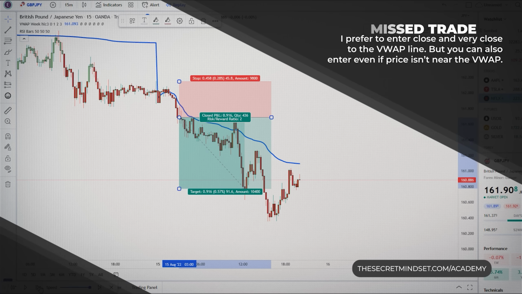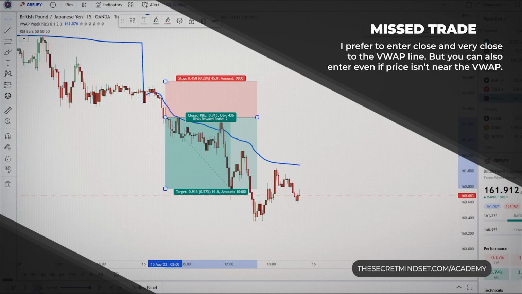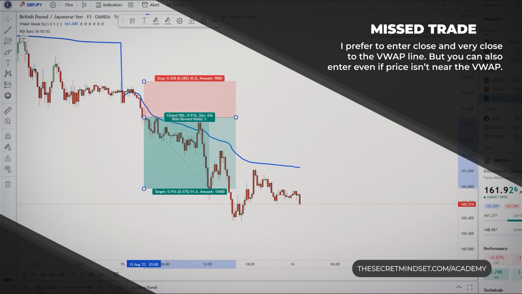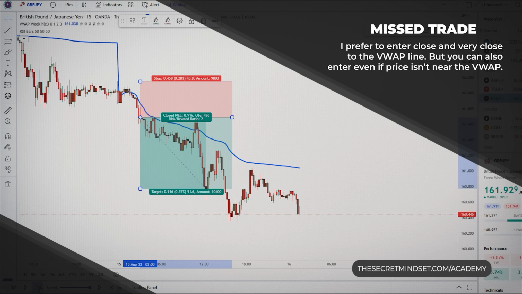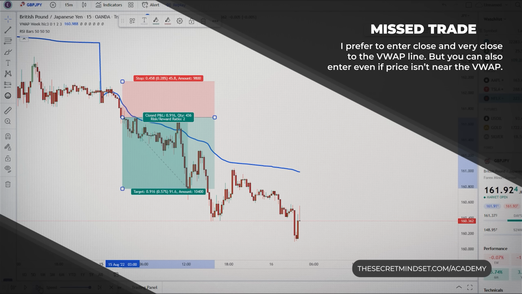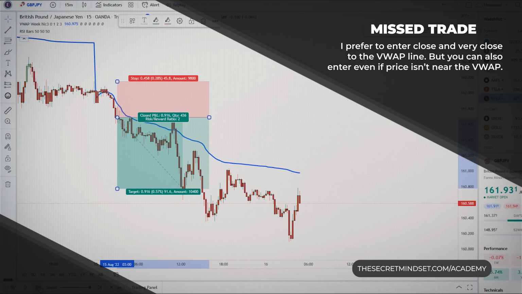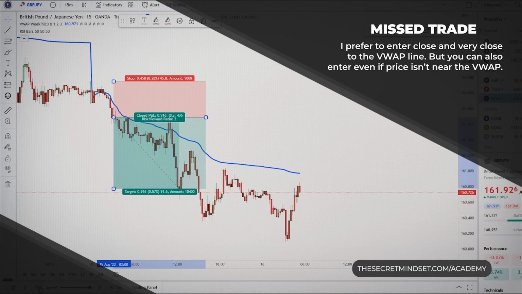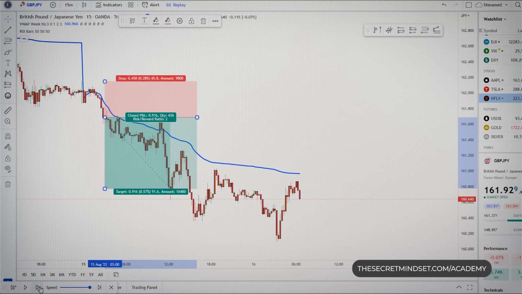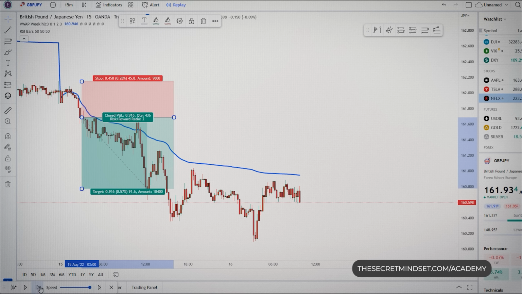That's unlucky. Price reversed before touching the weekly VWAP. I prefer to enter close and very close to the VWAP line. I'm conservative, which means I will miss quite a few trades if the trend is strong. For a few pips, I missed here a decent trade. But if you are not conservative, you can enter even if price isn't near the weekly VWAP. Let's continue. Again, price almost returns to the weekly VWAP, but no touch yet.